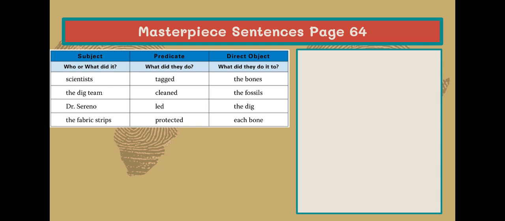Now look at the third column. There is a name for words that answer the what did they do it to question. They are called direct objects. Let's look at the words that answer this question. The bones, the fossils, the dig, each bone.